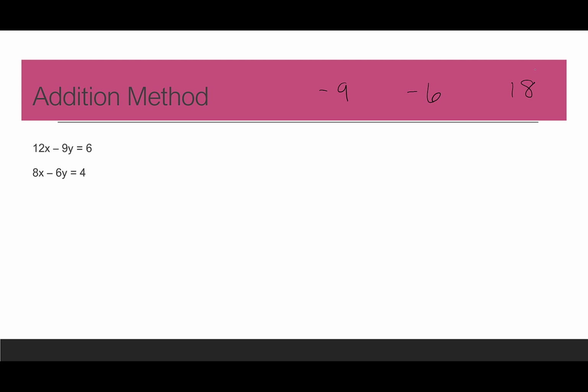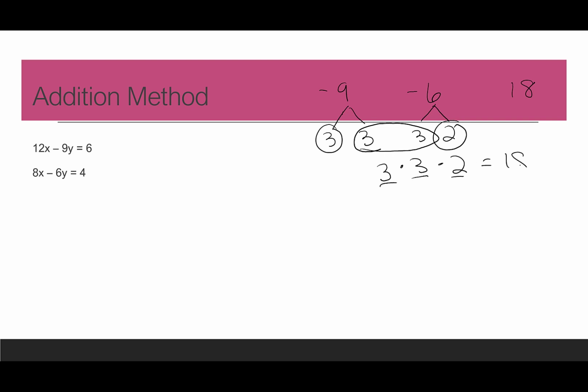6 goes into 18 as well. Sometimes it helps to think like 9 is 3 times 3, 6 is 3 times 2. So when I'm looking for factors, this common factor counts once, then I multiply by the other 3, I multiply by this 2, 3 times 3 times 2 is 18. So what do I want to do? Let's multiply the first line by 2, that way 2 times 9 is 18, and then the second line I'm multiplying by negative 3. I want one to be positive, one to be negative.